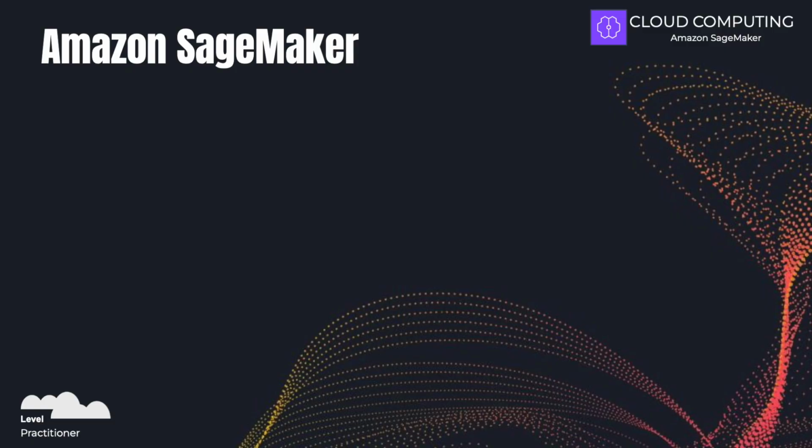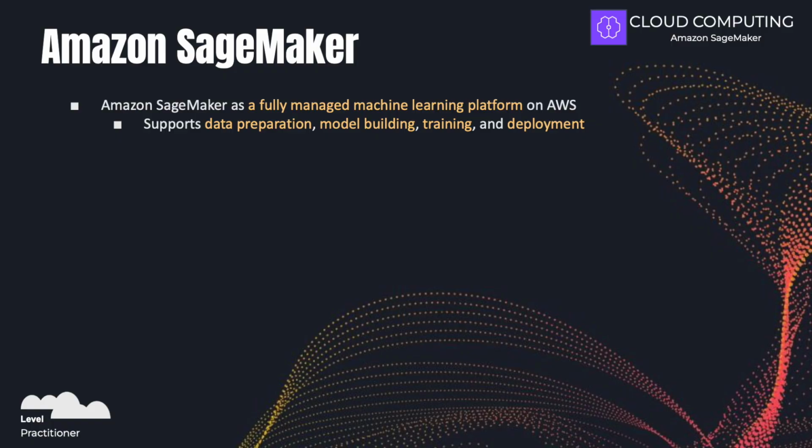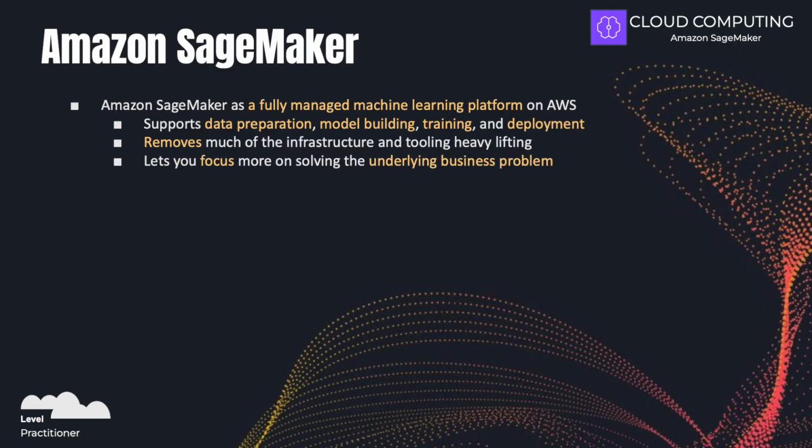Now that you've seen the full workflow, let's talk about Amazon SageMaker and how it fits into this picture. Amazon SageMaker is a fully managed machine learning platform on AWS that helps you with almost every step of this workflow: preparing data, building and training models, deploying them, and basically the whole thing. The key idea is that SageMaker removes a lot of heavy lifting around infrastructure and tooling, so you can focus more on solving the business problem.